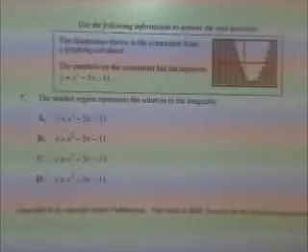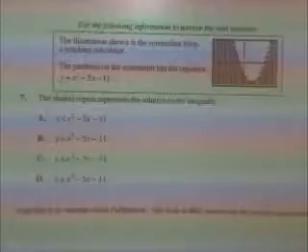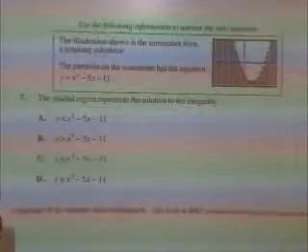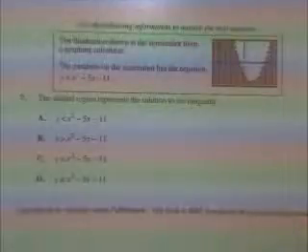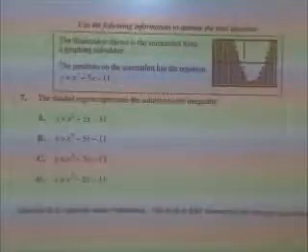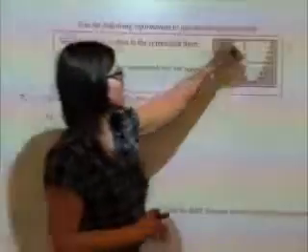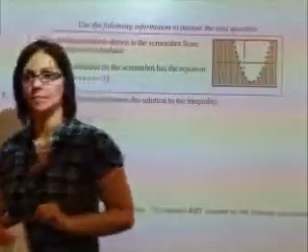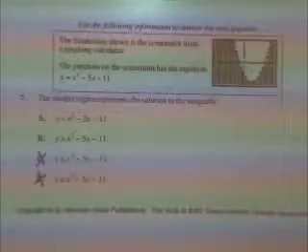Question number 7. The illustration shown is a screenshot from a graphing calculator, and the parabola on the screenshot has the following equation. The shaded region represents which inequality? So which solutions can I automatically eliminate before I even start? The equal to ones. C and D are automatically eliminated because this is shown with a dotted line. And then from there, I could use my graphing calculator to help me figure out the rest.